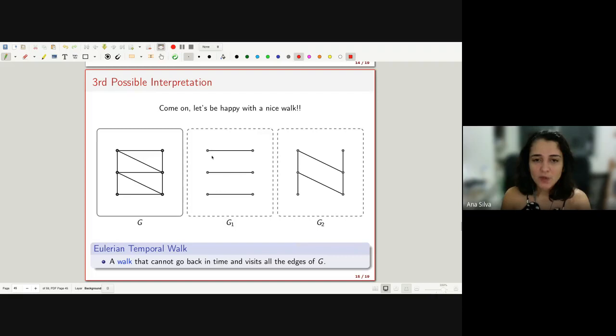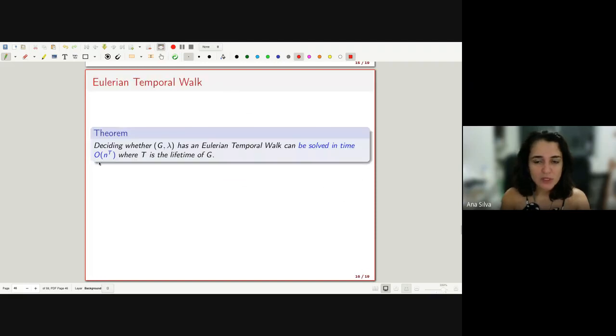and you must choose in which one you will start. So suppose I start in this one, then there is no way that we can go back in time to visit this one. So this already gives us a hint that the problem can be solved in this time here. So we can prove that it can be solved in time n to the power of t, where t is the lifetime. And this is just because the problem can be reduced to choosing for each snapshot, right? So suppose you have many snapshots.